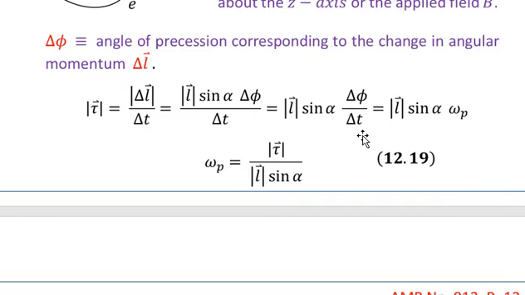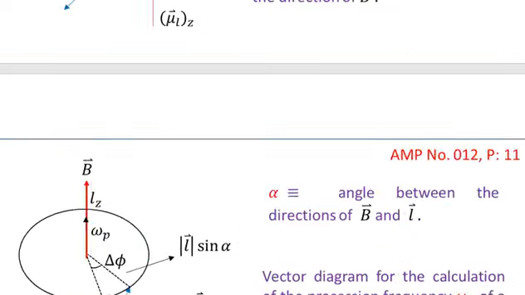So I have delta phi over delta t over here. So delta phi over delta t is nothing but omega p, which is the precessional angular frequency of the electron. So from here you can get the value of omega p as the magnitude of the torque divided by the magnitude of the angular momentum multiplied by sine alpha. You can substitute the value of tau over here from equation number 12. This is equation number 12.